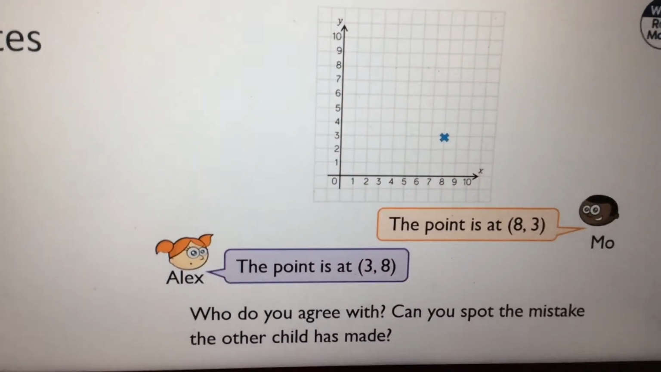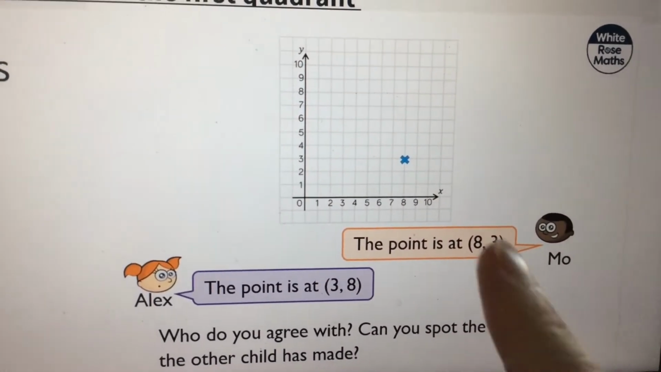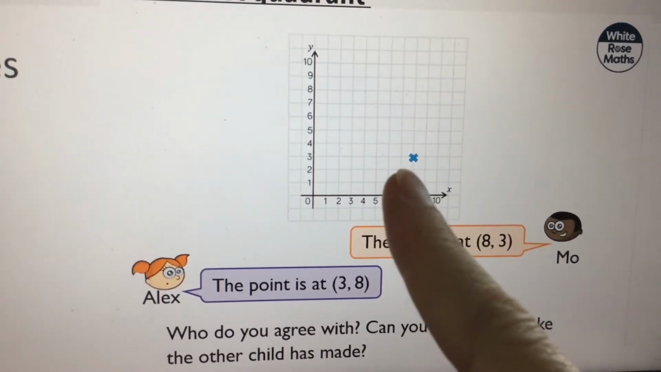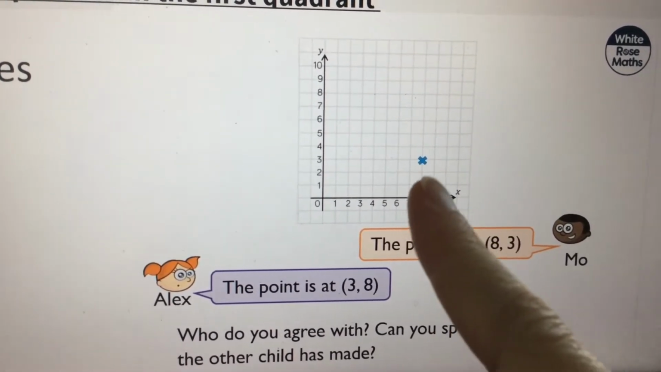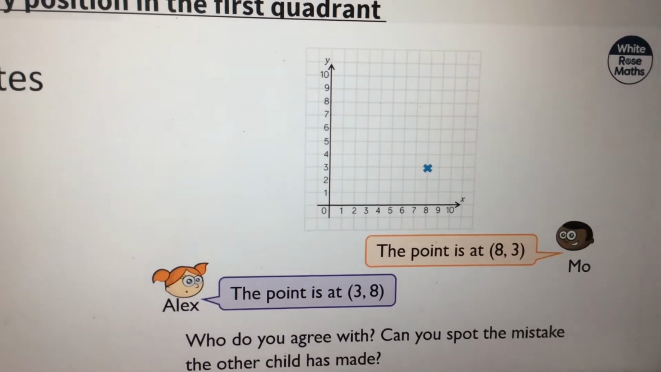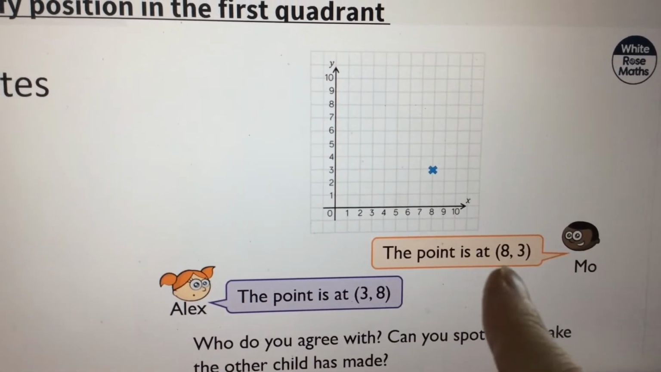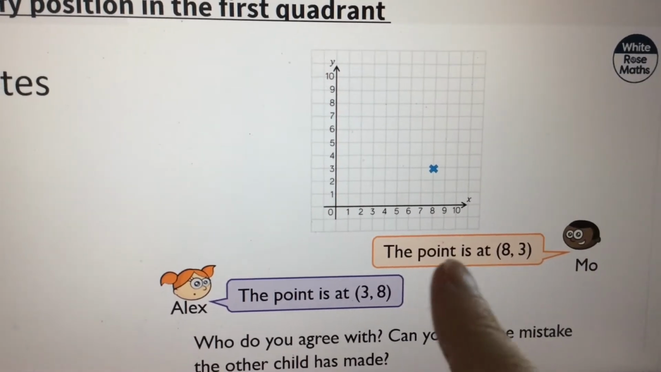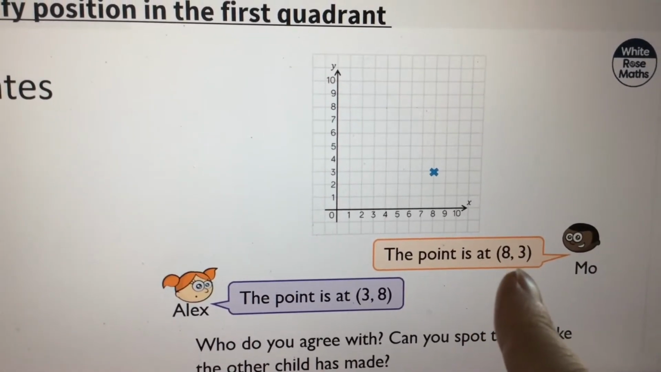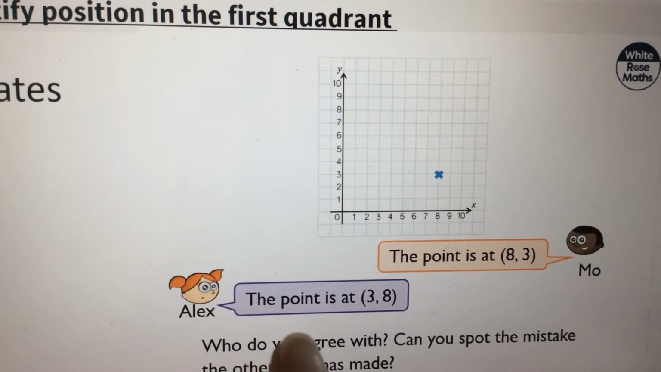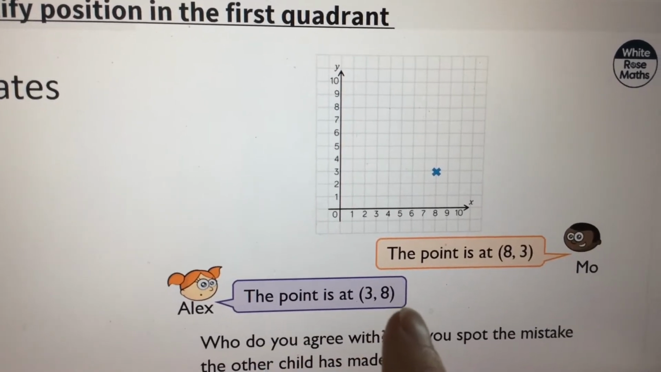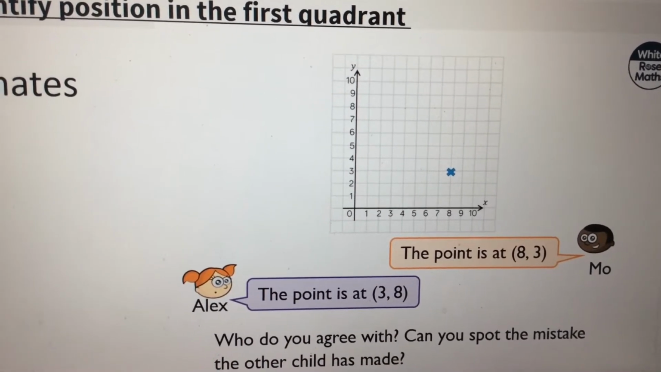So let's have a look at this problem here. So we've got a point that's been marked. When we plot points, we always put a really small, neat little cross exactly where it falls. So Mo is saying that the coordinates for that point are 8, 3. And Alex is saying that the point is 3, 8. And only one of them is right.